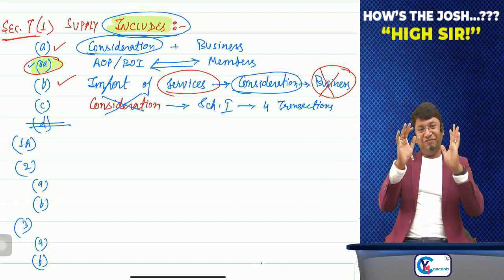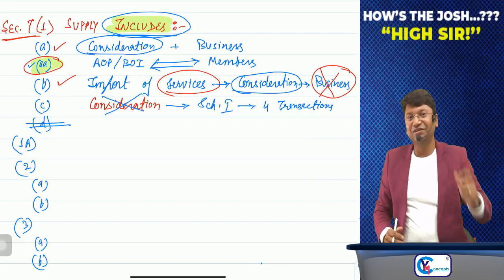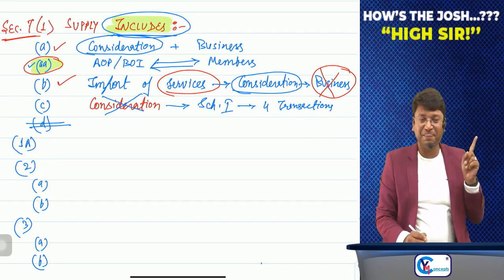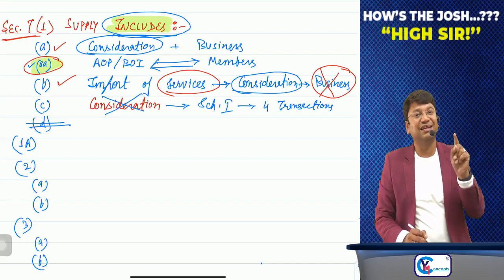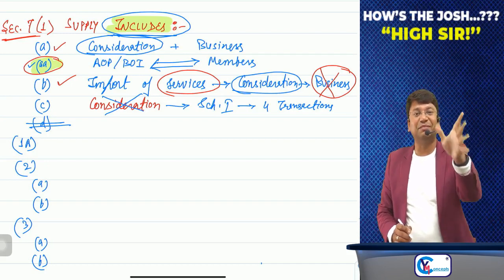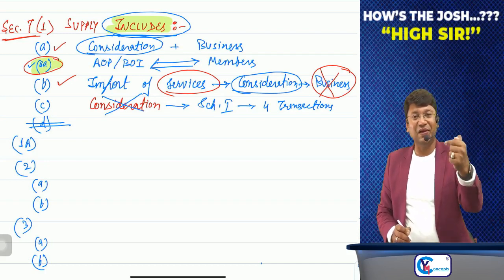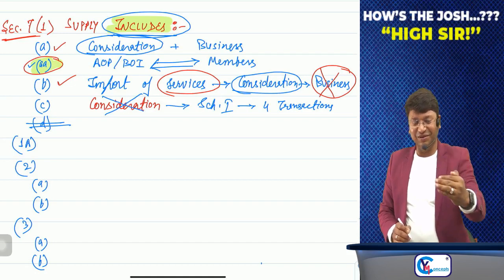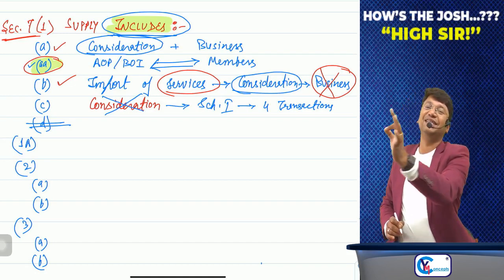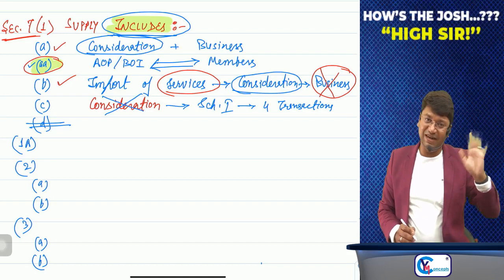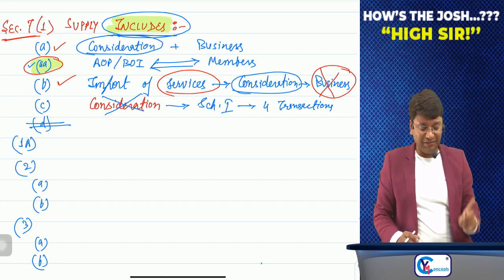Clear? Sir, for this session, this is enough. I hope you are getting the concept. So we have read the term supply, section number 7, subsection 1. Supply includes clause number A, clause number AA, clause number B, and C is pending. Clear? I hope you are getting the concept.